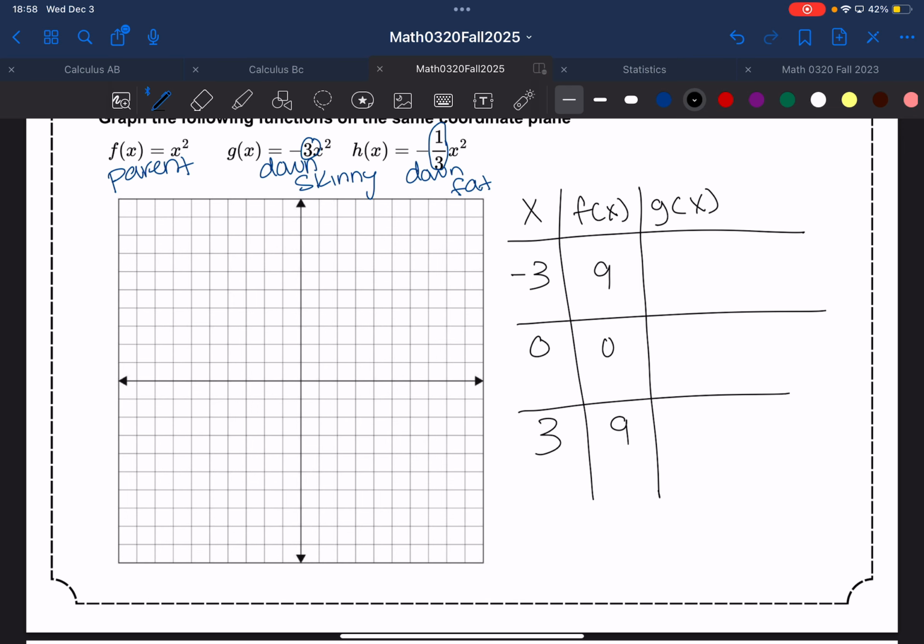Okay, then g of x tells me I'm going to square my x value, then multiply by -3. So this is going to be -3 times -3 squared. -3 squared is +9. +9 times -3 is -27. This is still going to be 0 because remember, when we're talking about if it's getting fat or skinny, it's not moving from the origin. So it's going to be zeros across the board when we're talking about origin. And then next we have -3 times 3 squared, which is going to be the same -27 because of the symmetry.